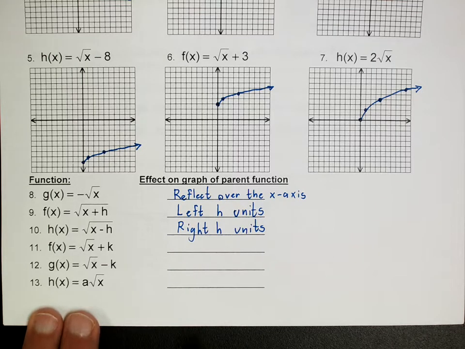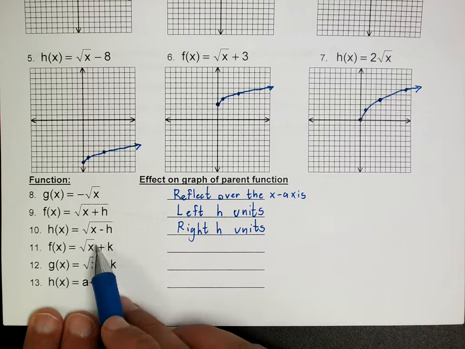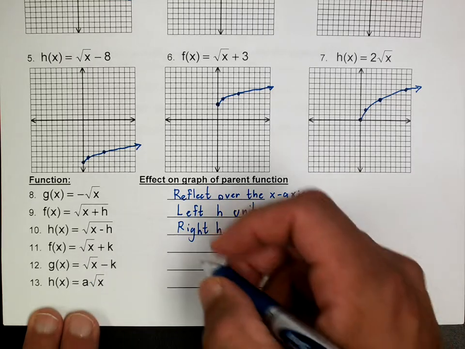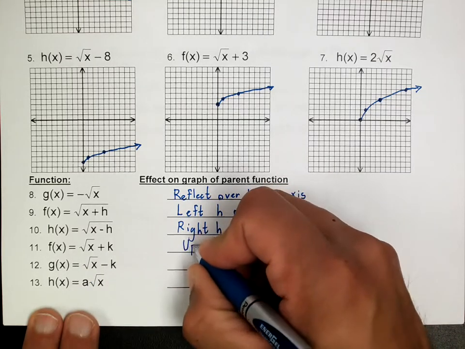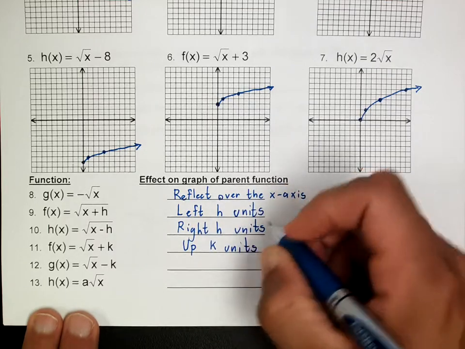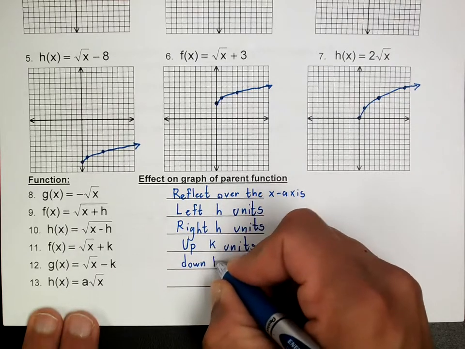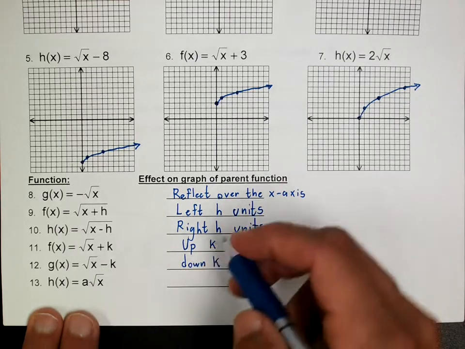Okay, so on number 11, if you have a plus k or plus some number outside the square root, that's going to move this parent function up k units. If you have a minus, it's going to move it down. Notice you have a minus outside the square root.